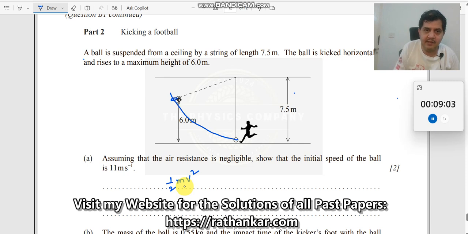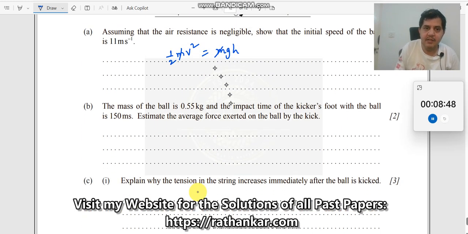It doesn't stop or anything like this. It rises to a maximum height. What do you mean by maximum height? It doesn't go beyond this. So the potential energy at this point should be equal to mgh. So m goes away. I want to find v square here, so v square is equal to 2gh.